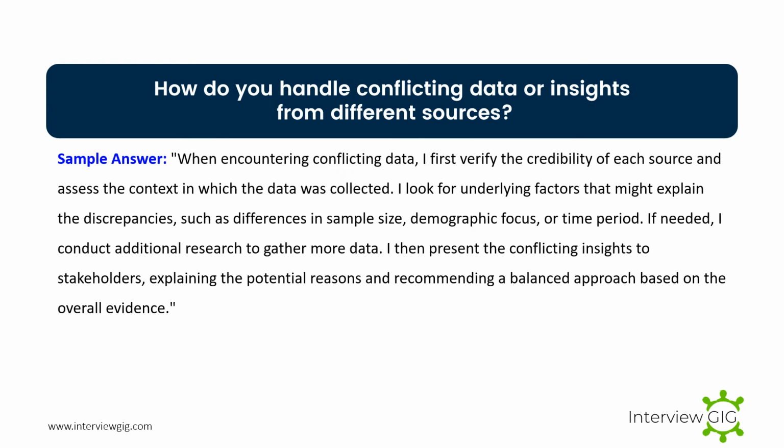How do you handle conflicting data or insights from different sources? Sample answer: When encountering conflicting data, I first verify the credibility of each source and assess the context in which the data was collected. I look for underlying factors that might explain the discrepancies, such as differences in sample size, demographic focus, or time period. If needed, I conduct additional research to gather more data.